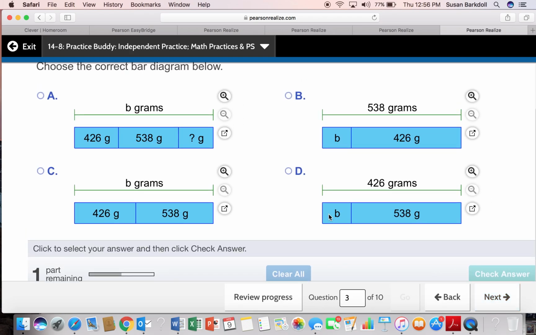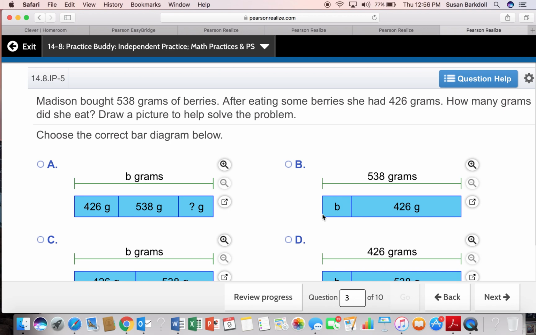So let's go look up here now. What do they want? Madison bought 538 grams of berries. After eating some of them, she had 426. How many grams did she eat? Okay, so we're going to look at this picture.